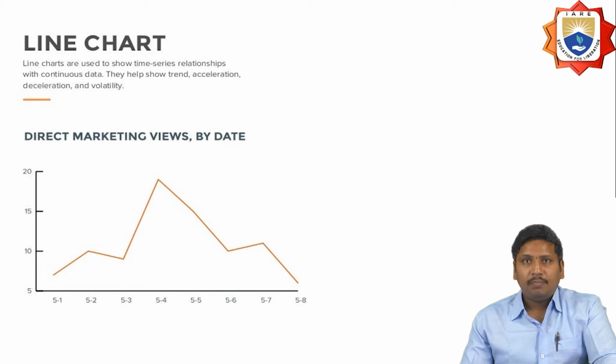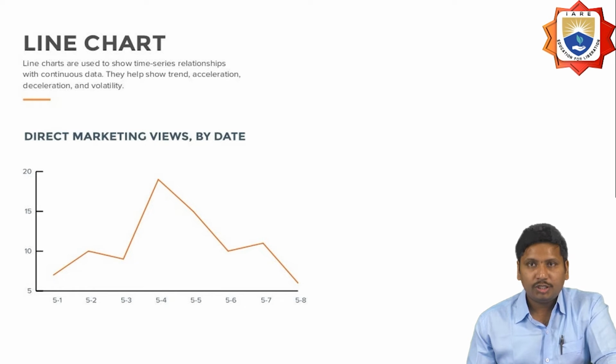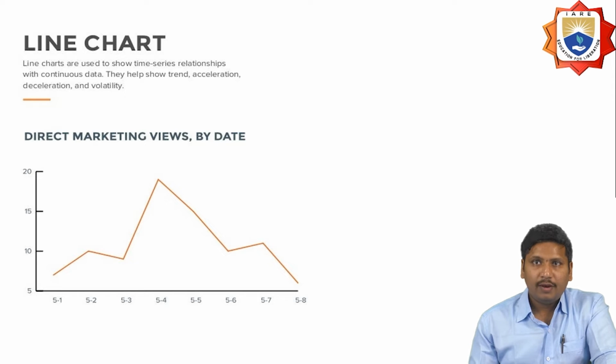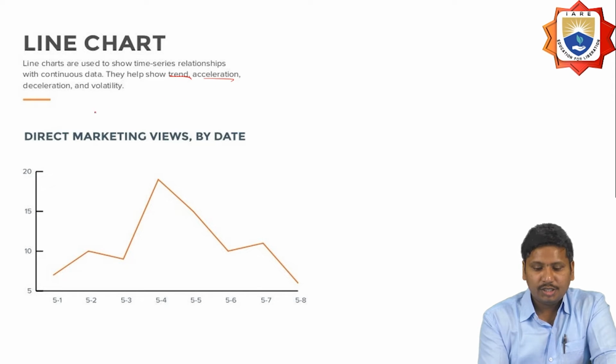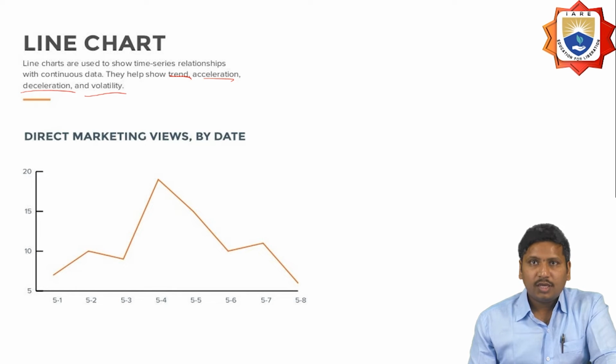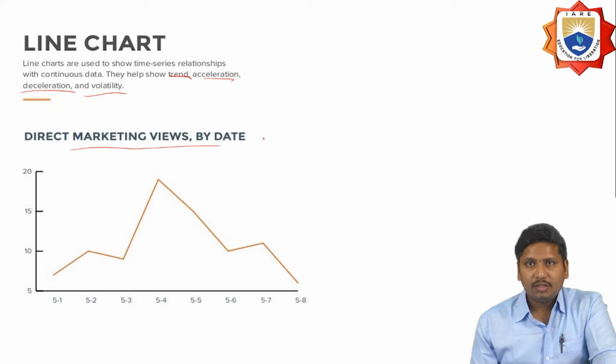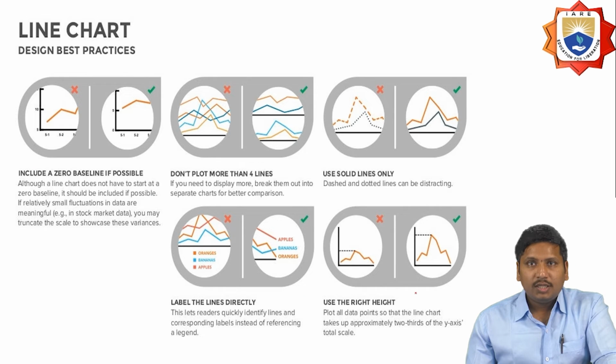And next one is the line chart. The line chart is used to show time series relationships with continuous data, and it is helpful to show trend, acceleration, deceleration, and volatility. So I have to maintain the line chart like this, with direct labeling by date. All the time the line chart is used only for continuous data, not for discrete data.